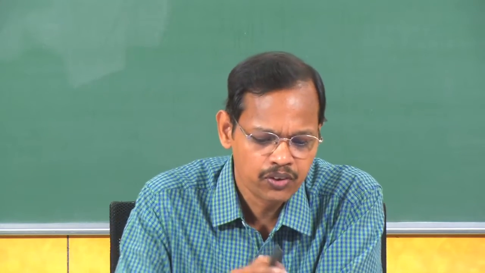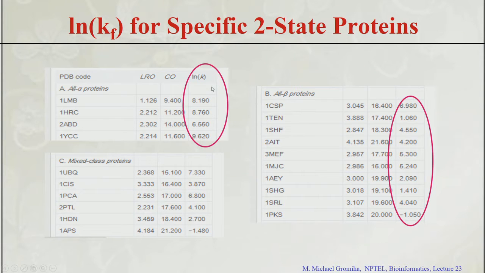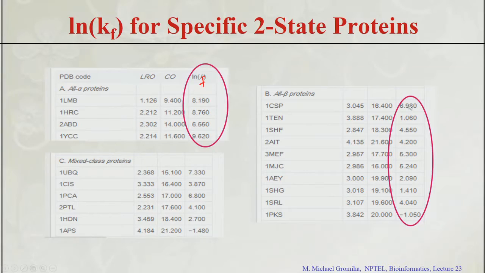Now I show the values for the all alpha proteins and all beta proteins. For the all alpha proteins, this is the logarithm of the folding rate, ln kf, and it is very high: the rate is 9.6 per second, logarithmic. For the all beta proteins, the values are 1, 2 as well as -1, because it takes time. So, if you look at these numbers, generally you can say that all alpha proteins fold faster than all beta proteins, but that is not very strict, because sometimes even all beta proteins can fold fast. The cold shock protein, CSP, folds at 6.98, similar to this one, but generally you can say that all alpha proteins fold faster than all beta proteins.